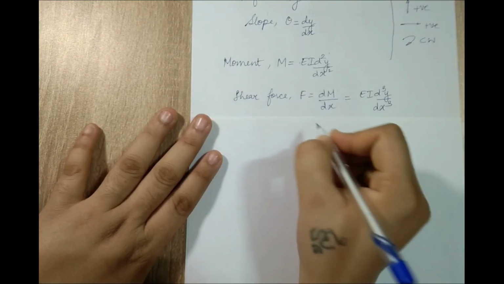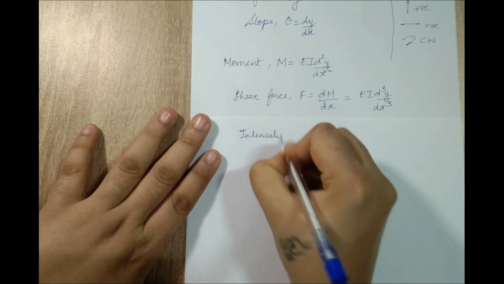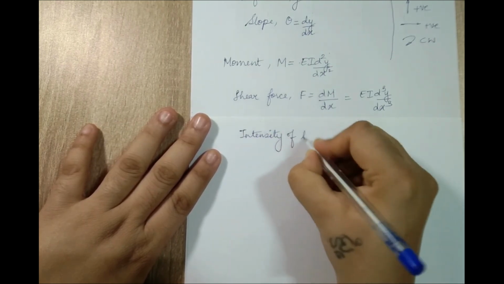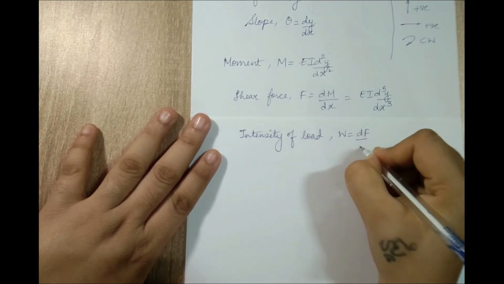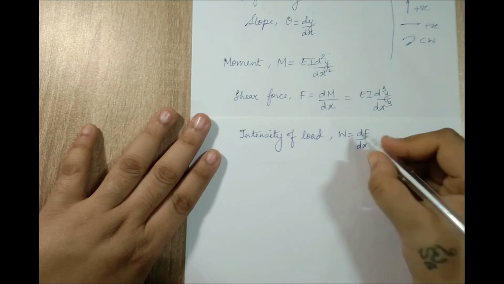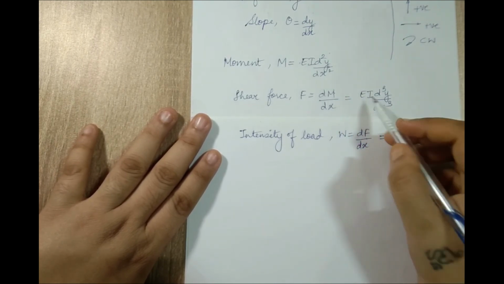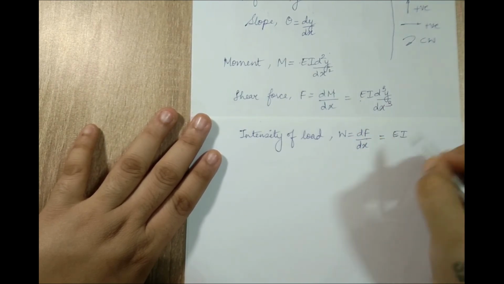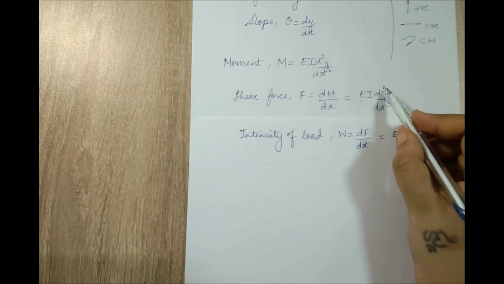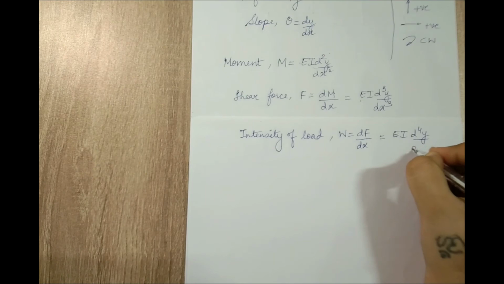Next we will talk about a term, intensity of load. If you recollect, the term W was dF by dx. There was a negative sign. Here I am not using the negative sign. So the term F over here is EI d cube y by dx cube. EI is again constant. So when I calculate the derivative, I'll be calculating for this much term only. So this becomes the fourth derivative term.